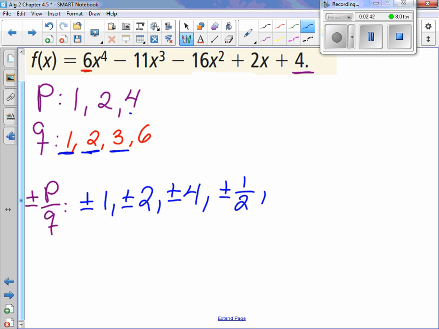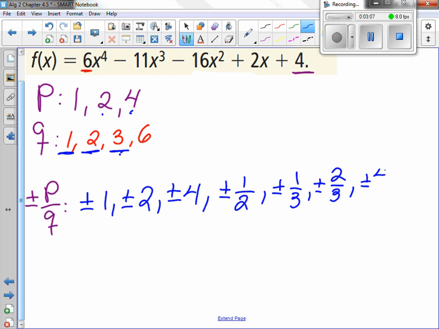So let's move on to 3. So we're going to have plus or minus 1/3. We're always going to have the 1 over q because it won't simplify. So 1/3 we will have. Then we'll look at the next one, which would be 2 divided by 3, which would be plus or minus 2/3, because that's not listed. And last we have 4 divided by 3, which would be plus or minus 4/3. Any questions on any of this so far?